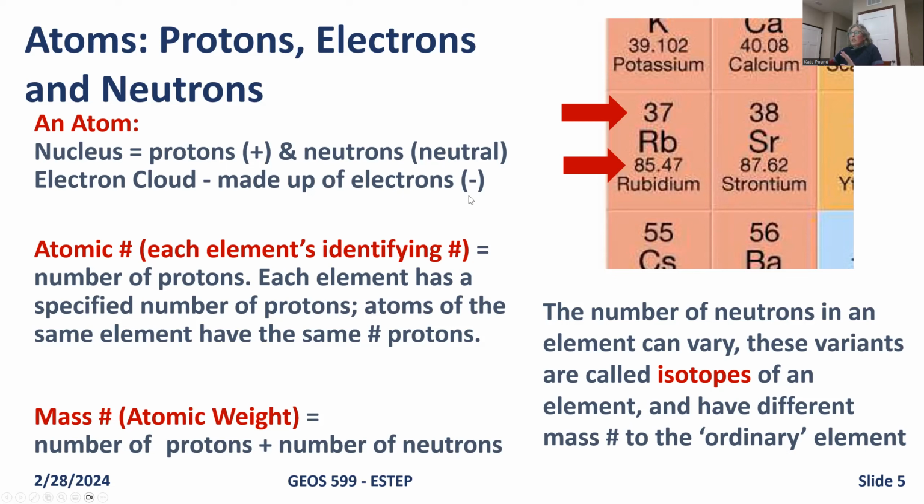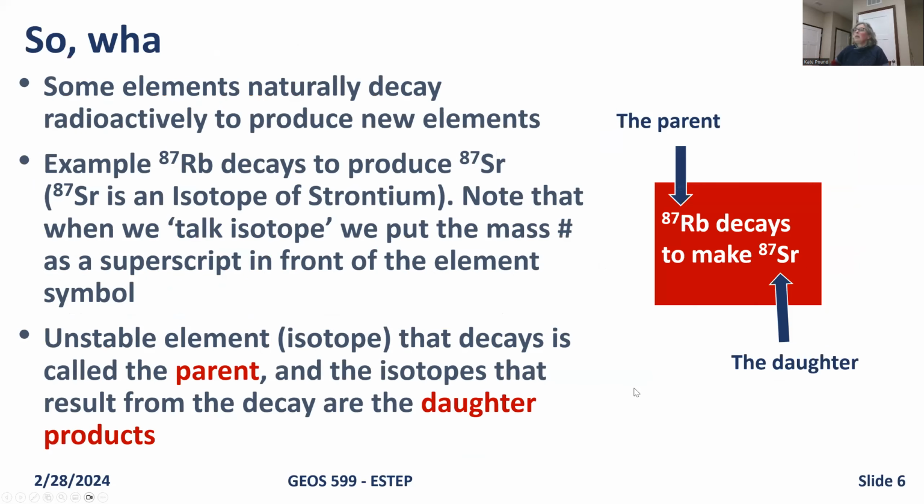And just as a reminder, the mass of electrons doesn't really count. They don't have enough mass to be considered in this atomic weight. So an isotope of an element has a funky number of neutrons. So something funny happened here. So what?